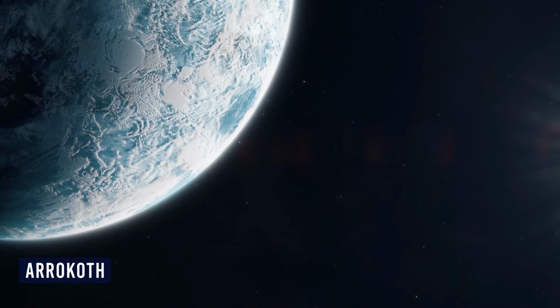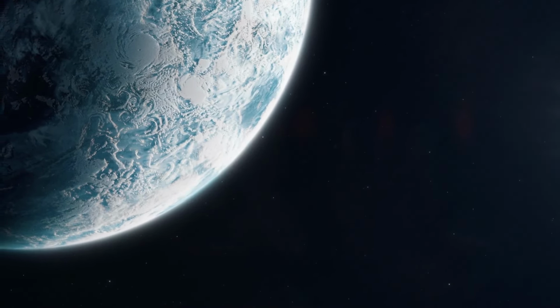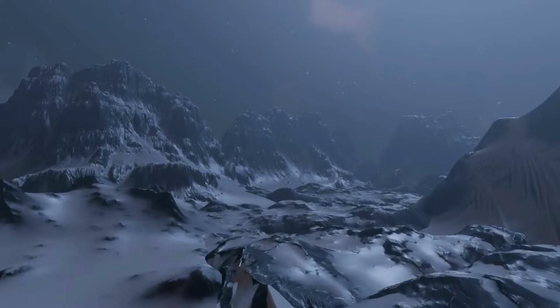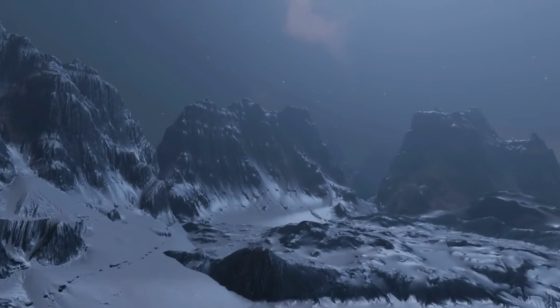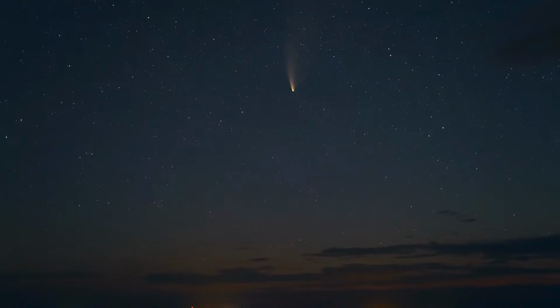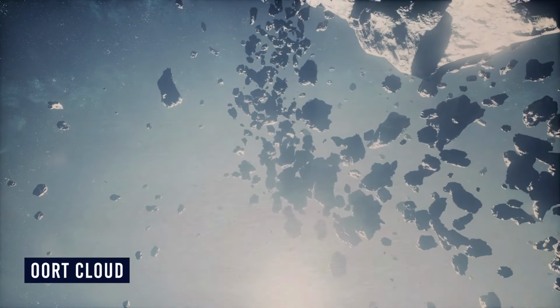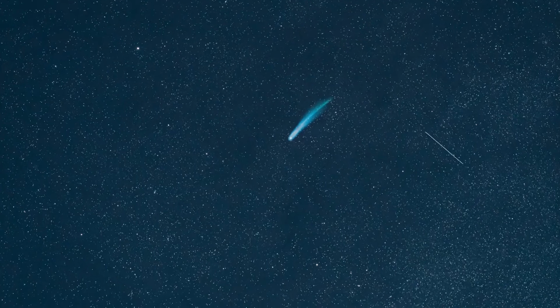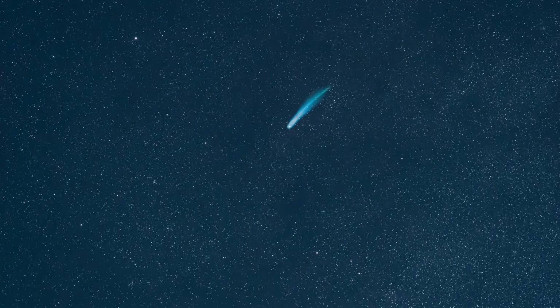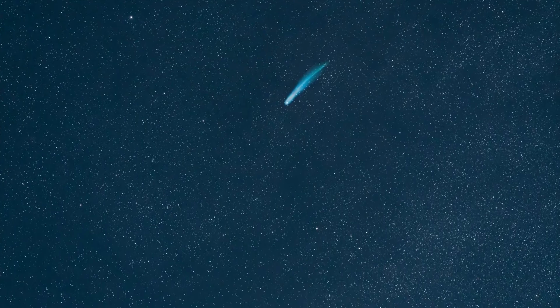Arrokoth was the second KBO that New Horizons passed over on January 1, 2019. Images captured during the encounter revealed an object with two lobes and a reddish hue, resembling a slightly compressed snowman. The most unexpected part of the flyby was the object's bizarre shape. Comets are believed to originate primarily from two locations, the Kuiper Belt and the Oort cloud. The Kuiper Belt is the birthplace of short-period comets, which usually disintegrate considerably more rapidly, whereas the faraway Oort cloud is the source of long-period comets that circle further from the Sun.